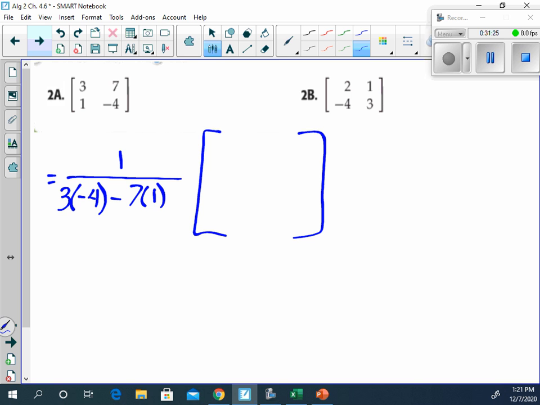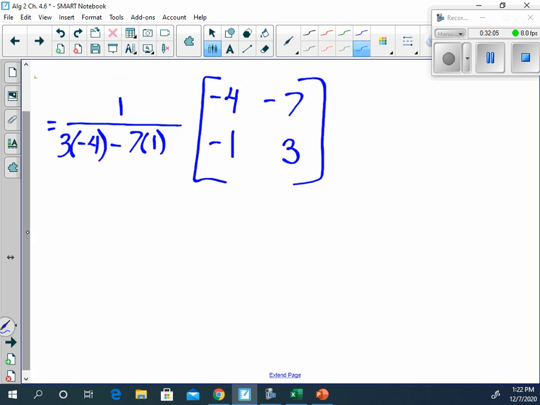Now inside the matrix, again, we're going to switch A and D. So 3 and -4 switch. The first number is going to be -4. Our number down here is going to be 3. They switch places. We flip them. A and D switch places. B and C, we change the sign. Since the 7 was positive, it is now negative. Since the 1 was positive, it is now negative. And that's it so far. Any questions on any of this here? Okay.